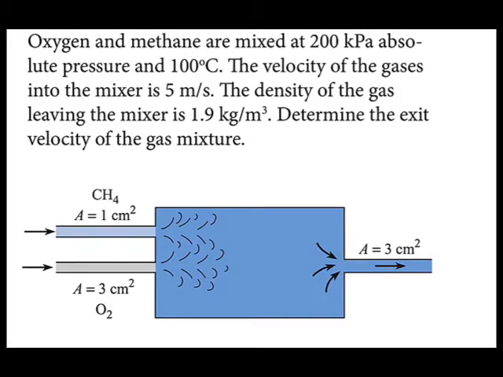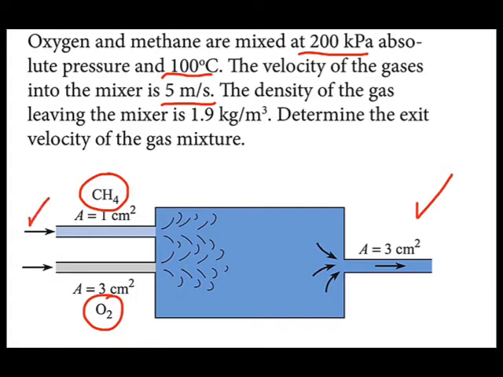Welcome. This problem involves a mixing tank. So methane and oxygen are mixed. The conditions are a pressure of 200 kPa absolute, a temperature of 100 degrees C. The velocity of gases entering the mixer is 5 meters per second.